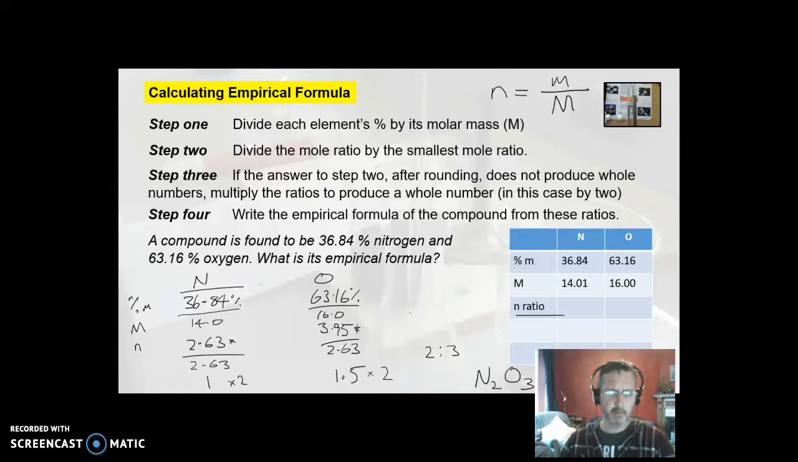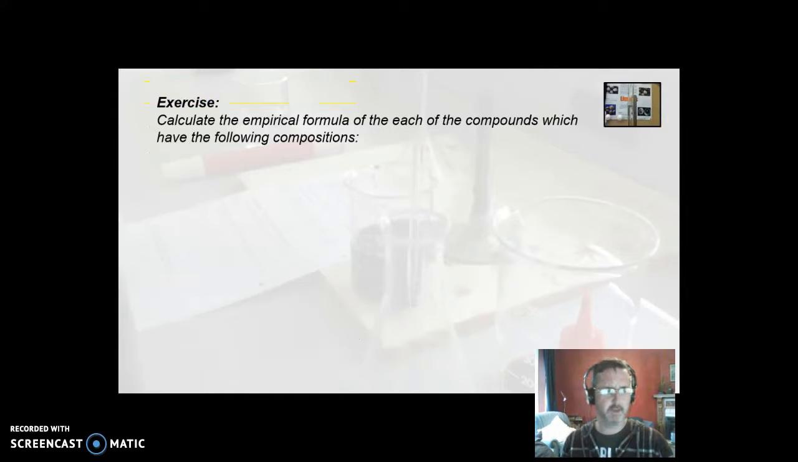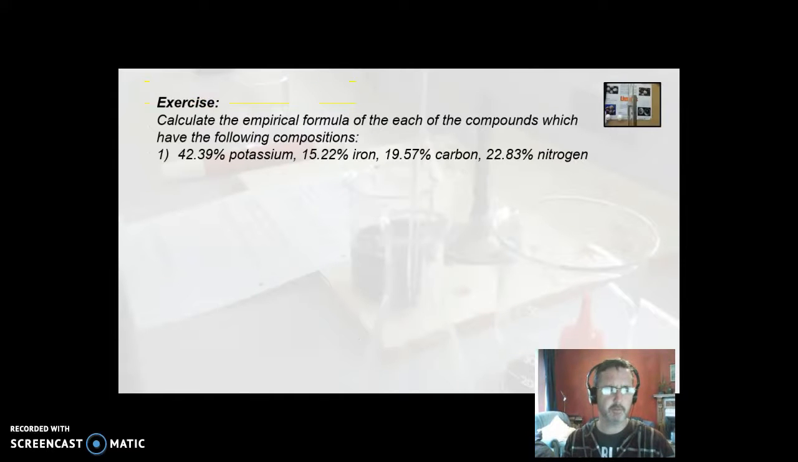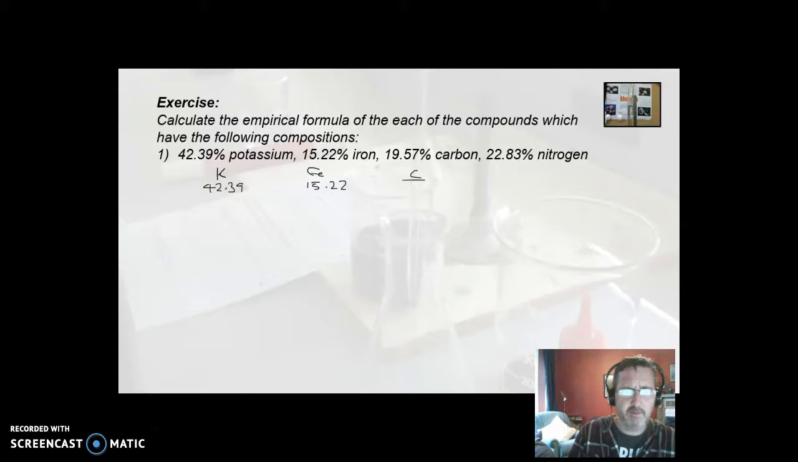Okay, I'm just going to pop through and do another couple of examples of this really quick. So we're going to go through the same steps here. Here's the first one. I've got potassium, let's just go through how I did this before. Potassium, 42.39. I've got iron, 15.22. Carbon, 19.57. And nitrogen is 22.83.